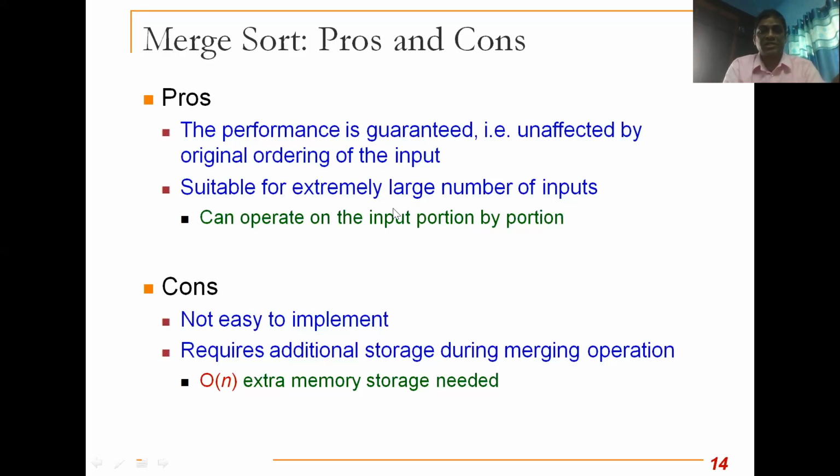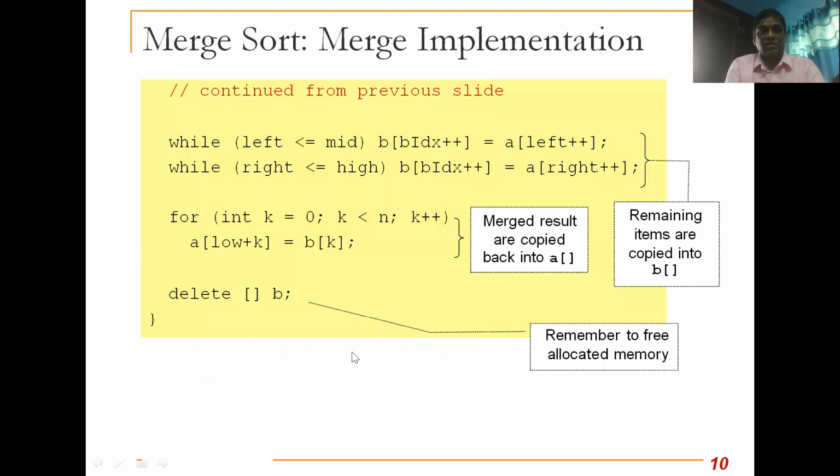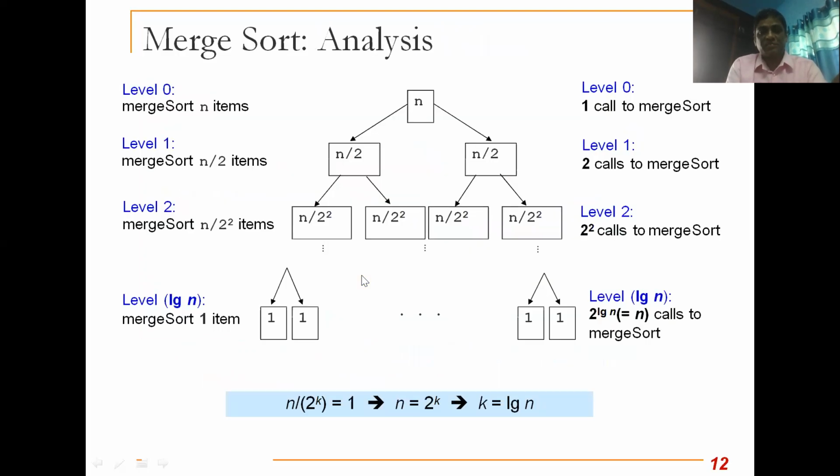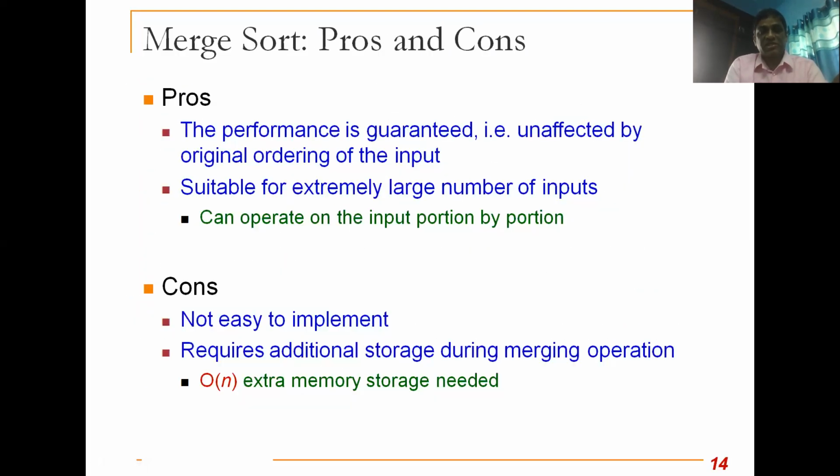We'll discuss it later. The disadvantages of the merge sort algorithm are that the implementation is a bit difficult compared to the previous algorithms, and it also requires additional memory storage. As you saw, we are using an additional memory B. The space complexity is higher for the merge sort algorithm. That is another disadvantage. So that's all for today. I hope you understood the merge sort algorithm.